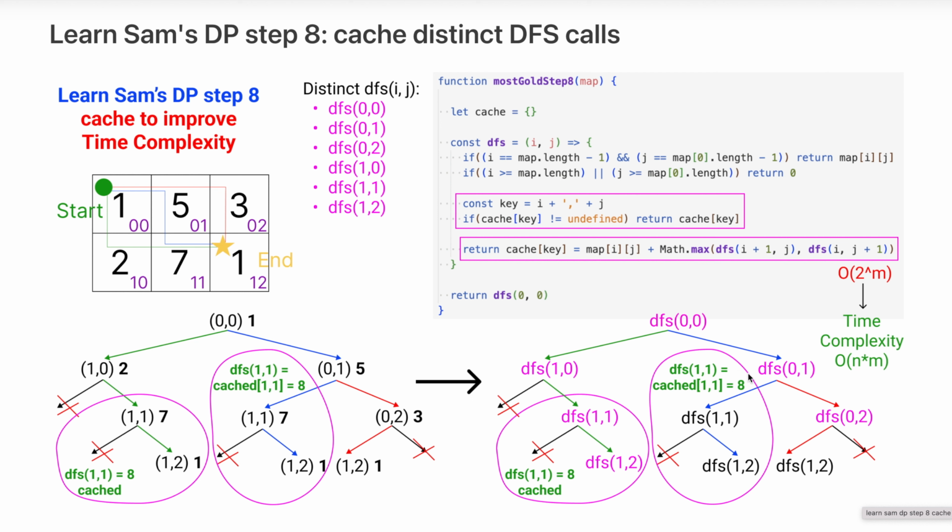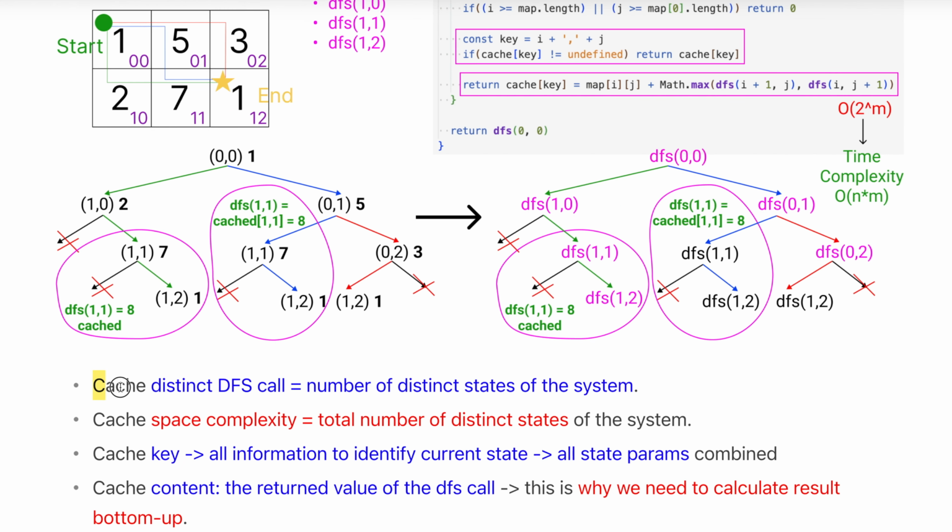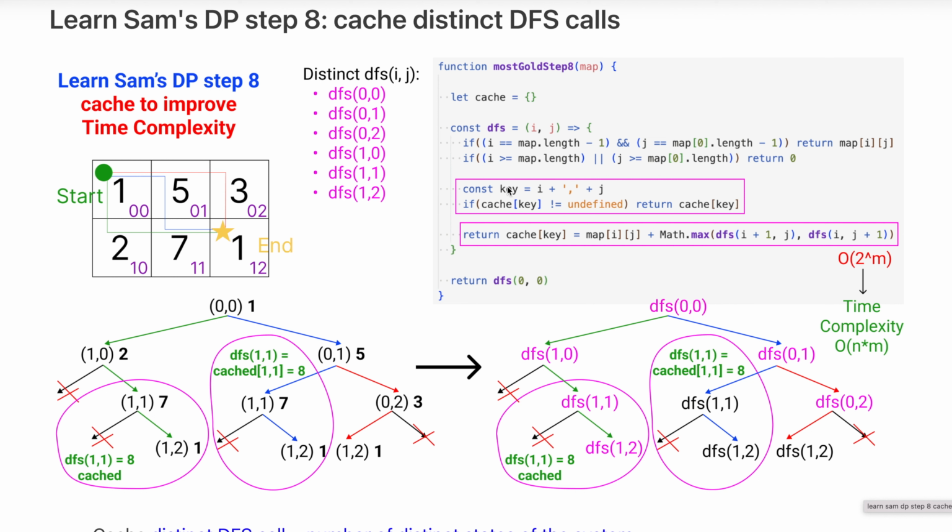So the time complexity is the number of times where we visit the pink nodes, and that is equal to the size of our cache. Remember, we always cache the distinct depth search call, and it's equal to the number of distinct states of the system. The cache space complexity equals the total number of distinct states of the system. The cache key is the information to identify the current state, which is all the state params combined. And that is what we have here.